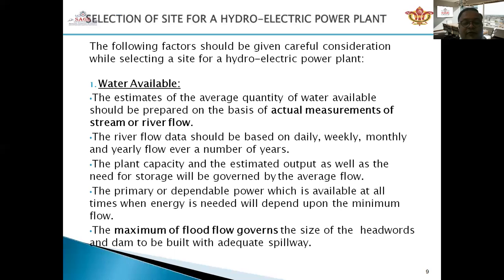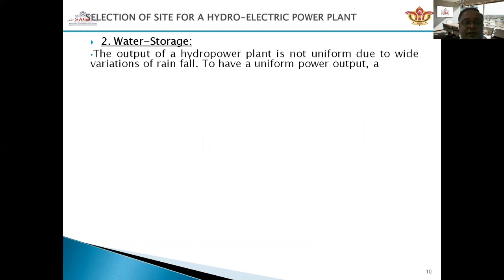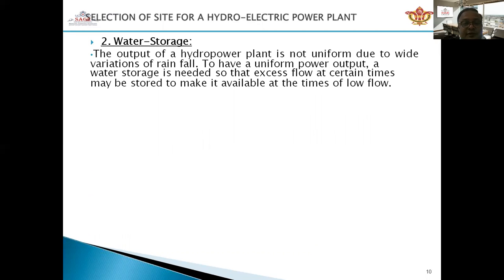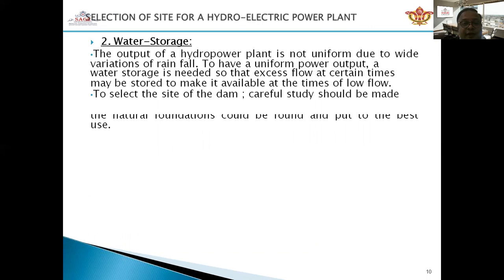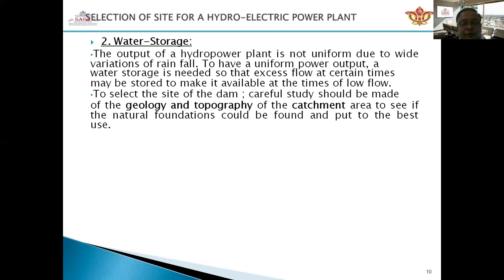The maximum flood flow governs the size of the headworks and the dam to be built with adequate spillways. Water storage: the output of a hydropower plant is not uniform due to wide variations of rainfall. To have a uniform power output, water storage is needed so that the excess flow at certain times may be stored and made available at times of low flow. To select the site of the dam, a careful study should be made of the geology and topography of the catchment area, to see if a natural foundation could be found and put to the best use.